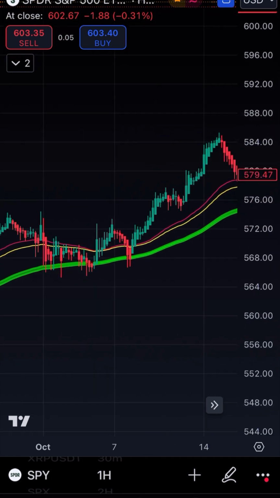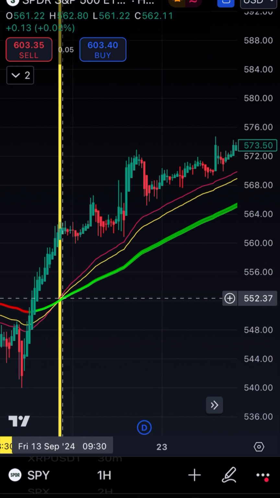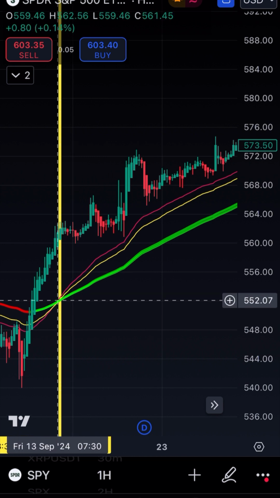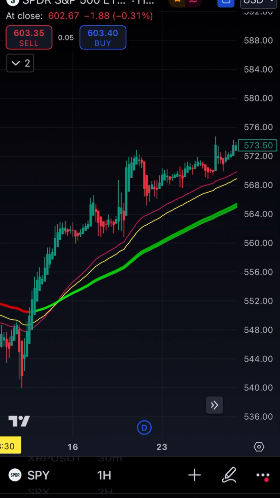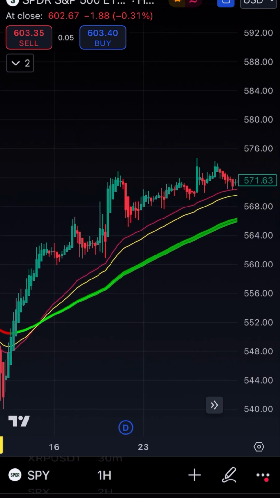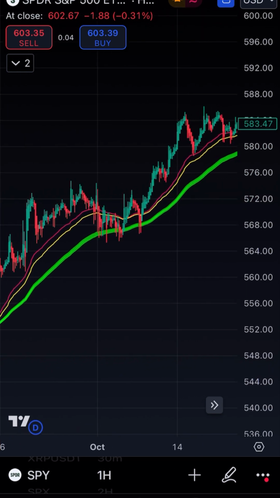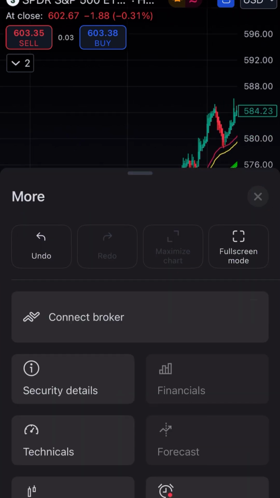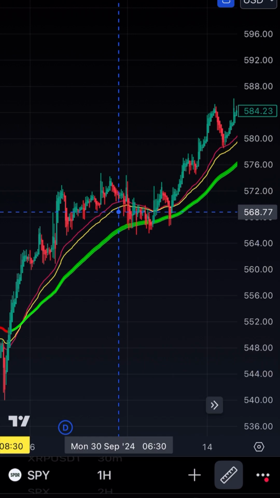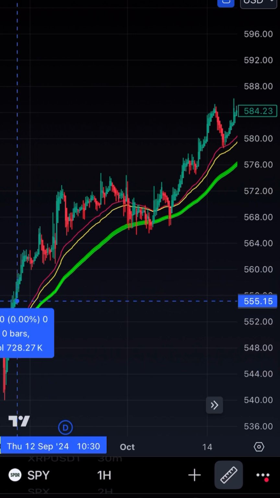So let's check the next one. The next time it crossed was right here. The last one was on Halloween, and then we got another cross right here, which is on September 13th. So we'll do this one again. We'll ride this one out. If you enter right about here, this is when it crossed.